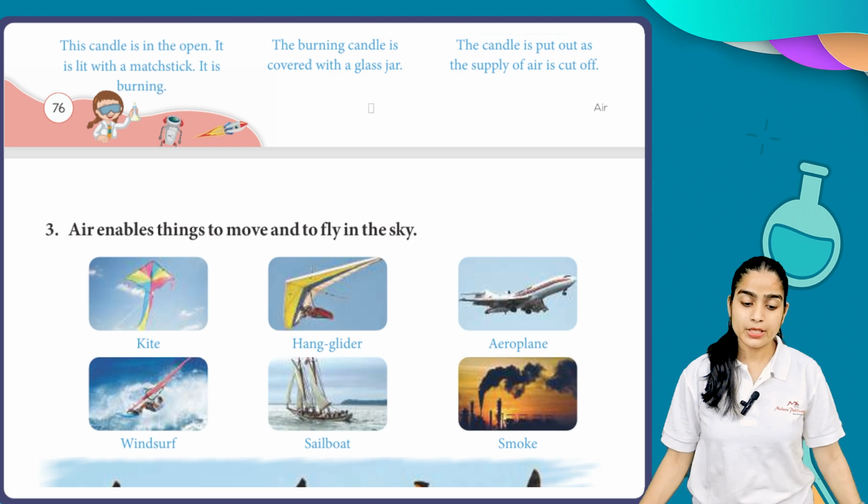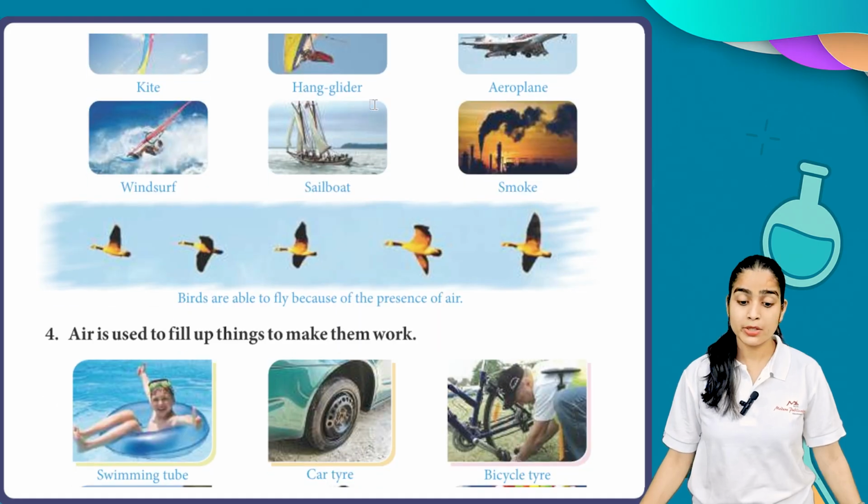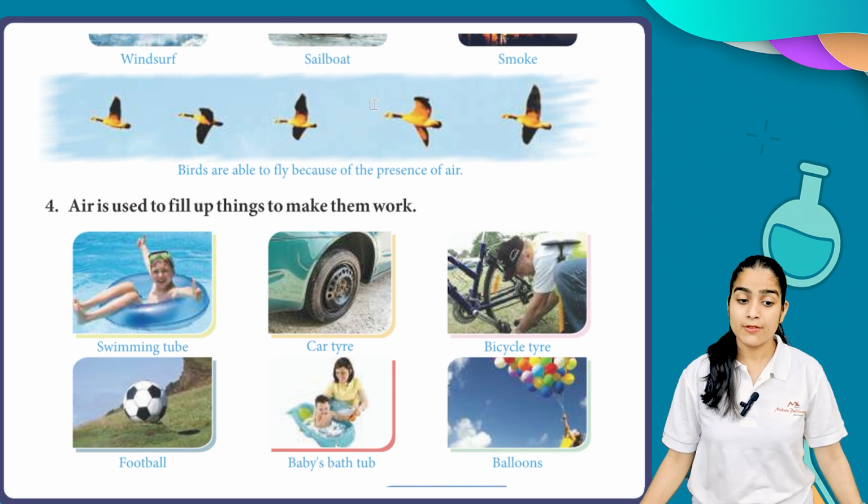Air enables things to move and fly in the sky. It means if we have no air, then our kite, hang glider, aeroplane, windsurf, sailboat, and birds are not able to fly because of the absence of air. If we have air, then we can fly our kite, and birds can fly.